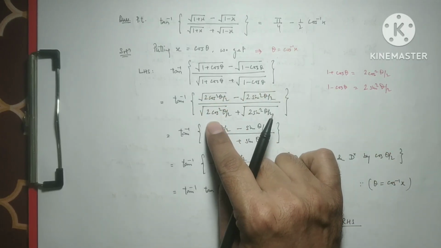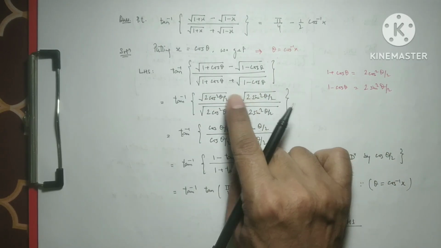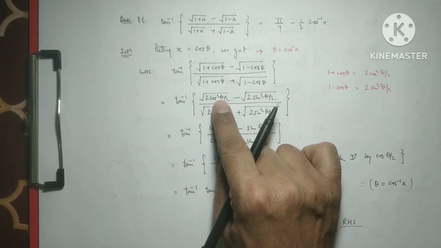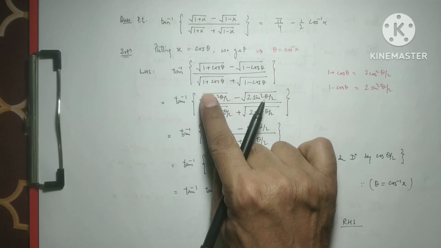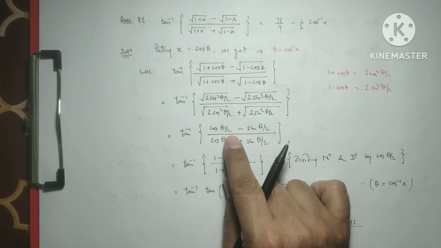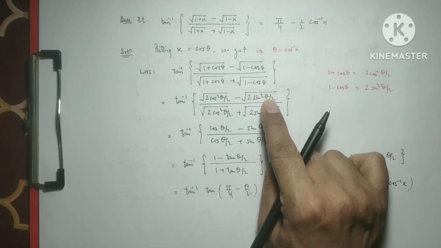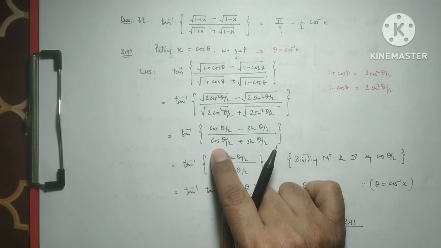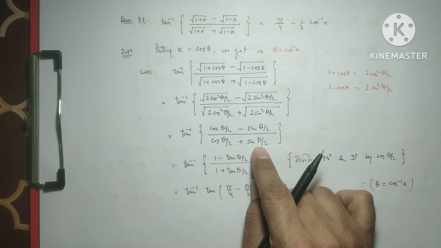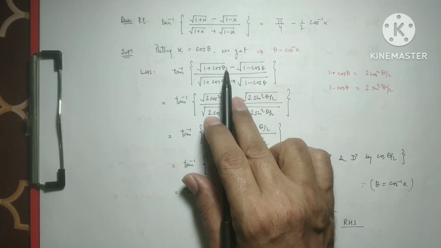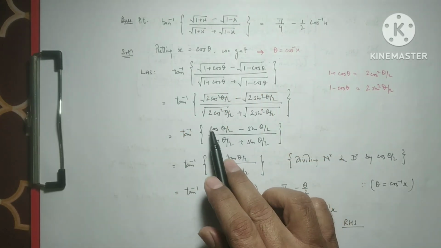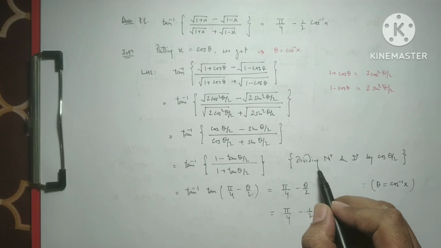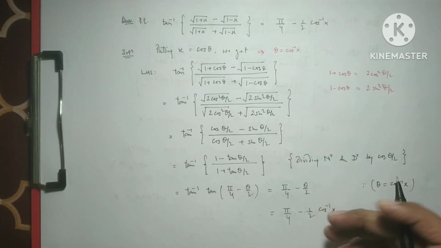On putting these values, root 2 is common in numerator and denominator, so these will be cancelled out, and the cos square theta, after taking under root, gives cos theta by 2. In the same manner, sin square theta will be converted into sin theta by 2. Same in the denominator, cos theta by 2 plus sin theta by 2. So right now this expression is converted into half angles, and now we are taking one more step to simplify this.